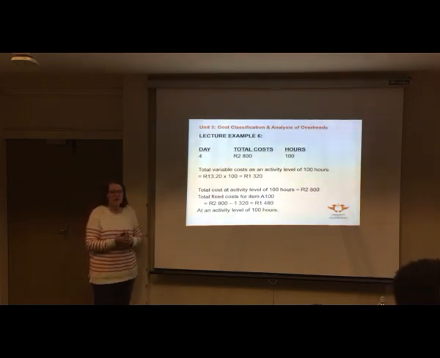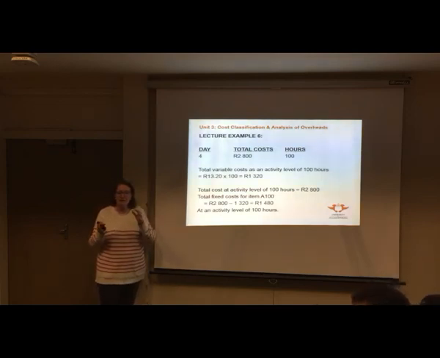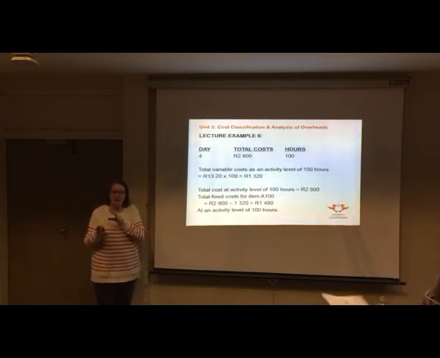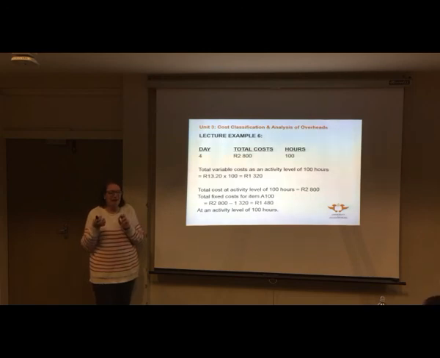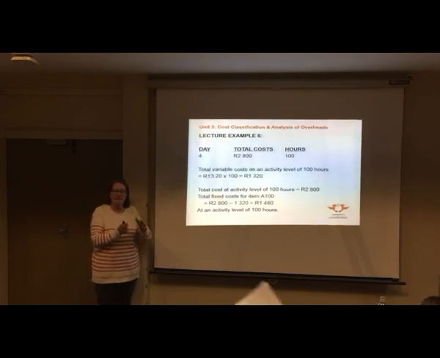So the first thing we do is identify the difference between the two amounts in rands and the difference between the two amounts in units. Then we divide the one by the other to get the variable cost per unit, and then we can calculate the fixed cost at any level of activity.